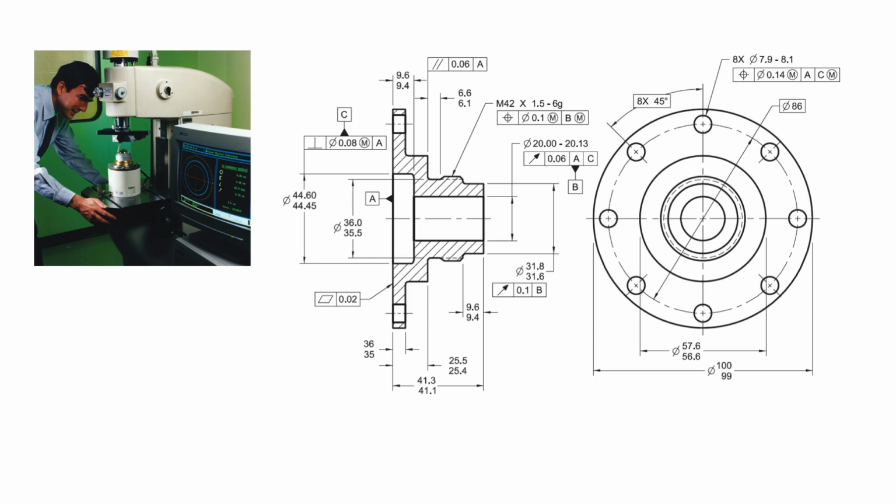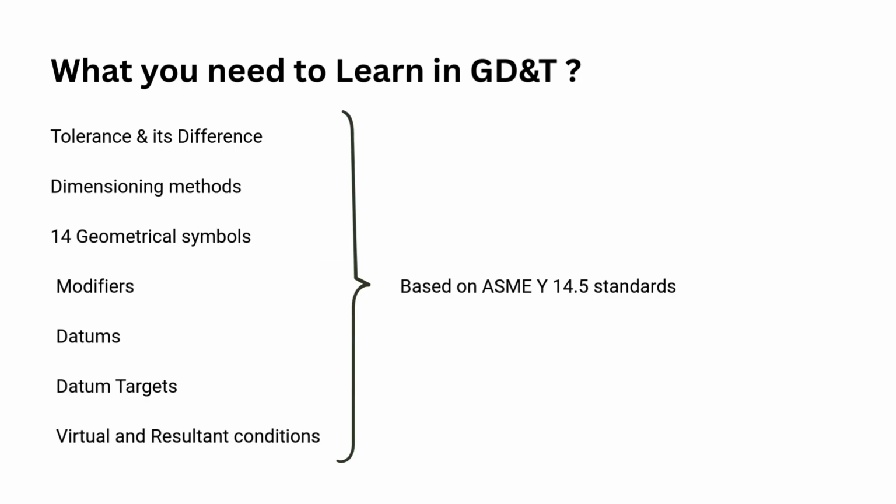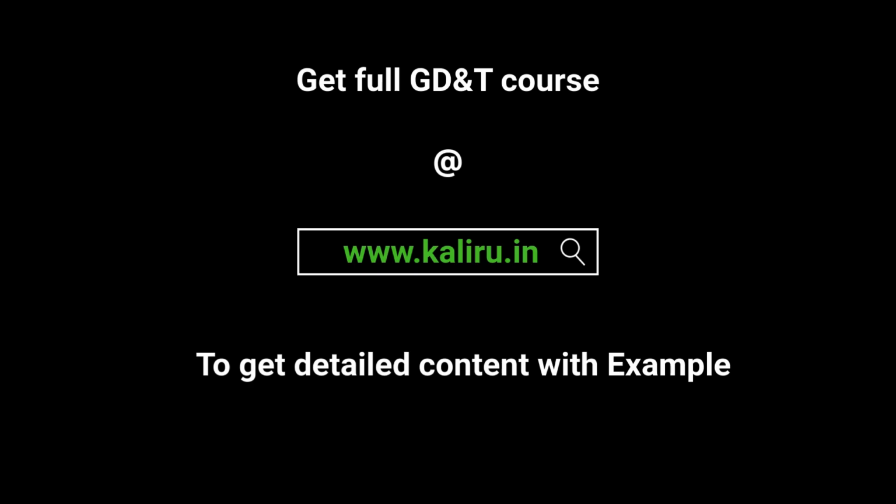It is easy to communicate to the manufacturers where we need to apply the recommended tolerance and how we need to fix the components. What you need to learn in GD&T: tolerance and its differences, dimensioning methods, 14 geometrical symbols, modifiers, datums, datum targets, virtual and resultant condition.